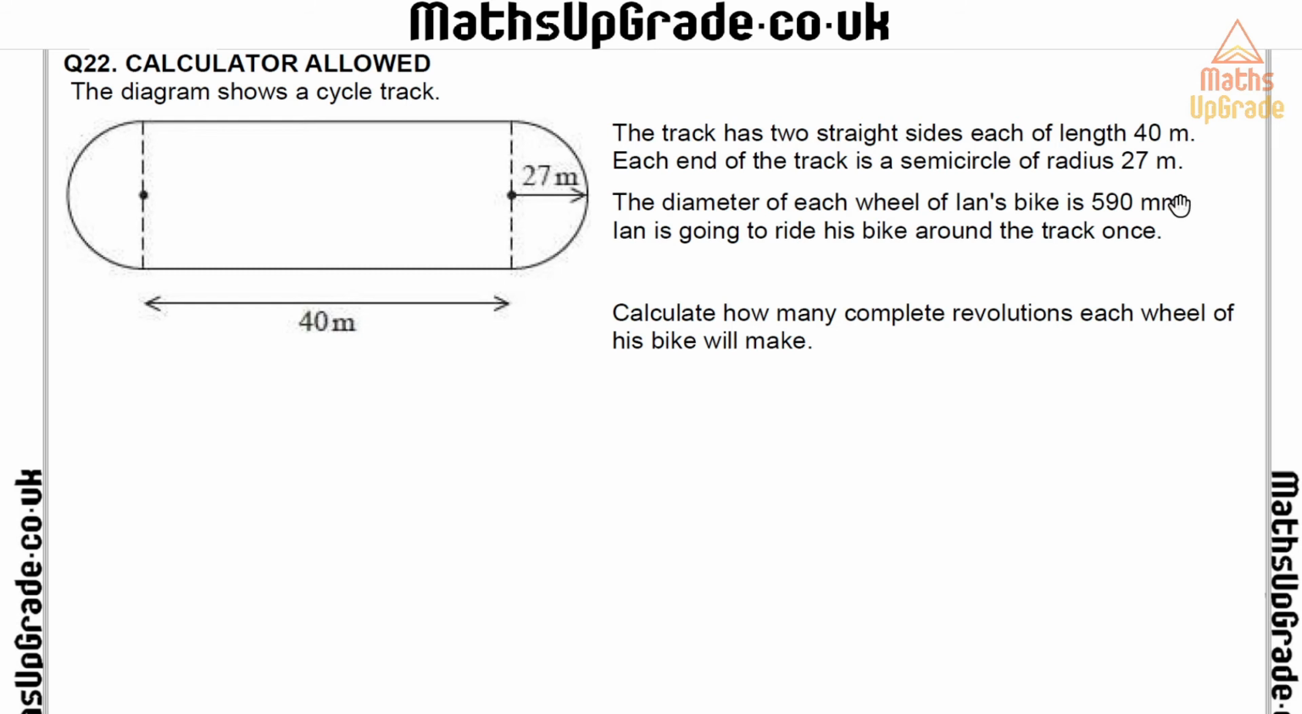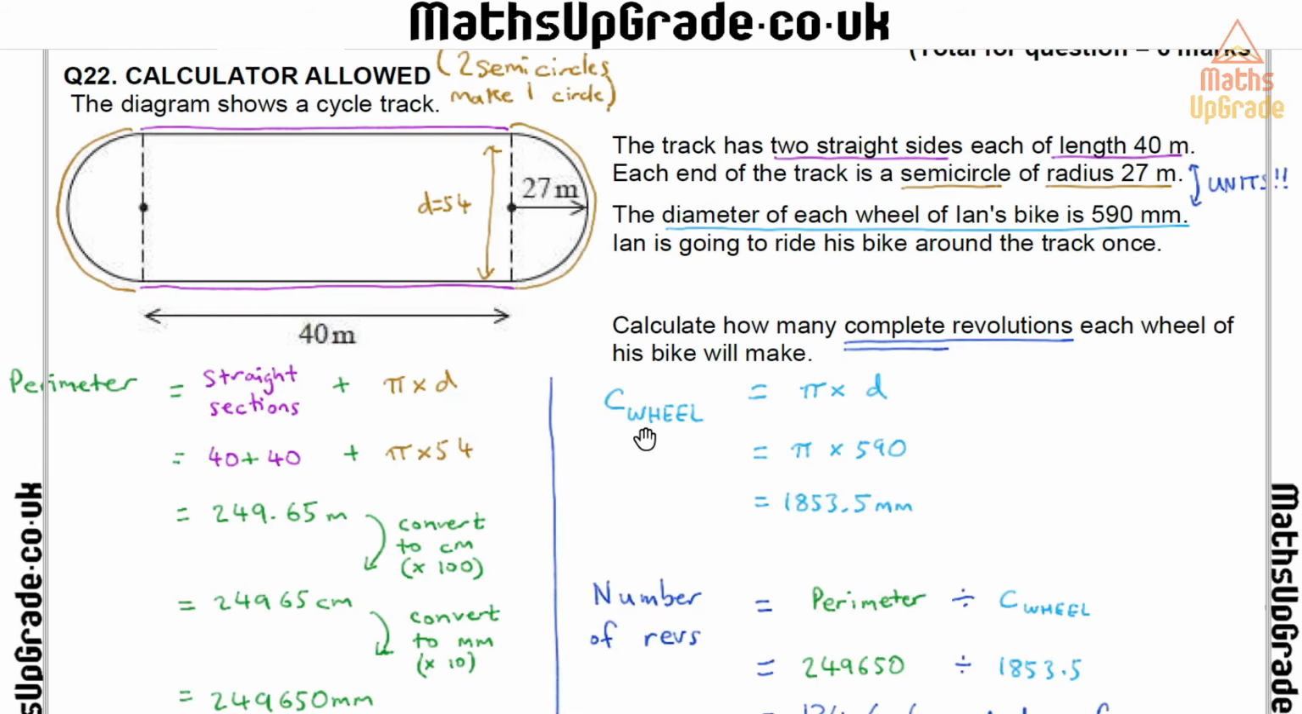The way I'm going to tackle this question is I'm going to find the perimeter of this entire track, so the distance all the way around. Then I'm going to find the circumference of his wheel, bearing in mind it's different units. Then I'm going to divide the perimeter by the circumference of his wheel to find the number of revolutions that his wheel makes. And just remember, this says complete revolutions. So let's underline the key information in that question.